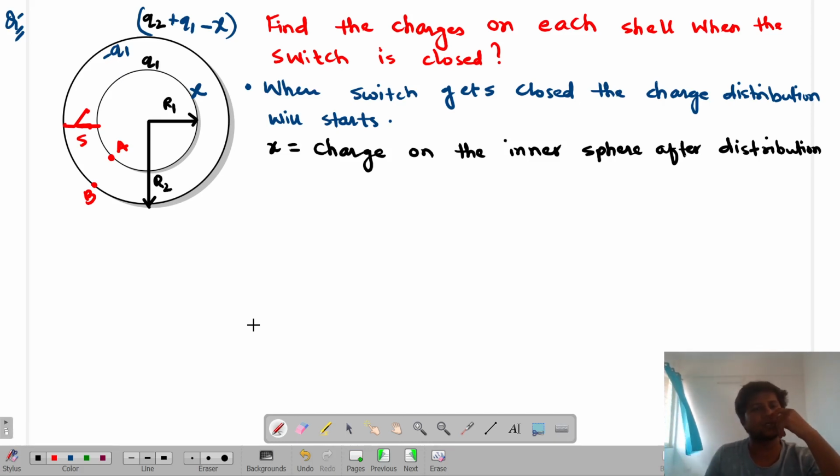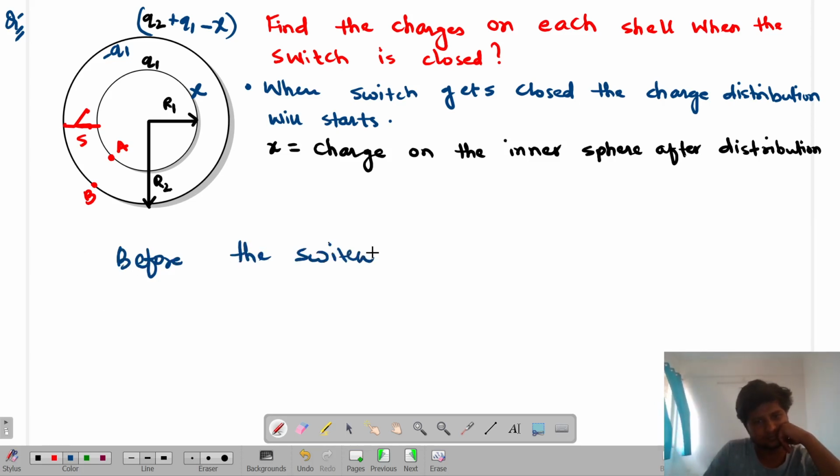What you are not able to get? See, first thing, the first point is, understand carefully. There are two processes. Before the switch is closed, and after the switch is closed.